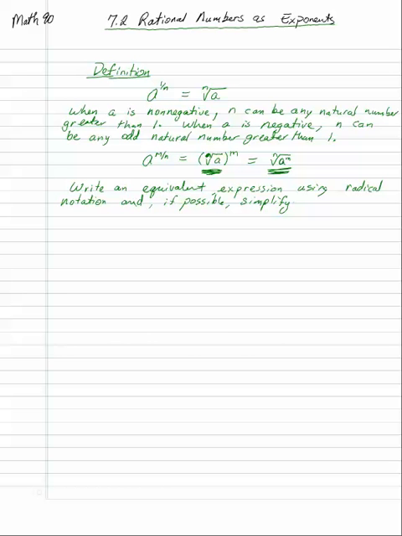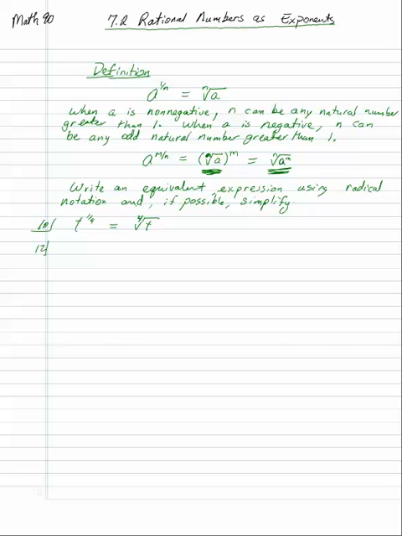Let's try some exercises from the book. Write an equivalent expression using radical notation and, if possible, simplify. So let's look at exercise 10. It says t to the 1/4. And from the first definition up there, remember that the index is going to be the denominator of the rational exponent. So that's the fourth root of t.